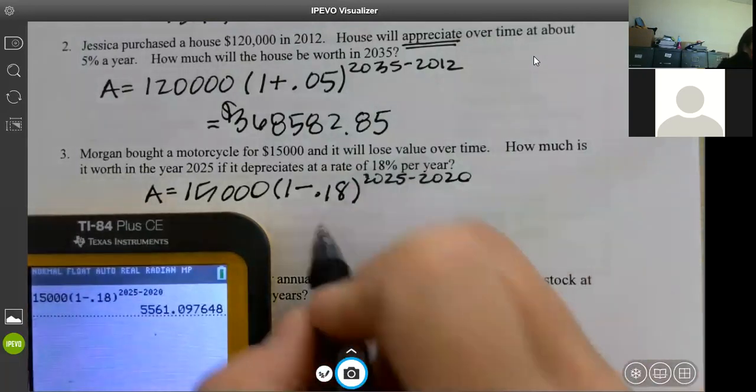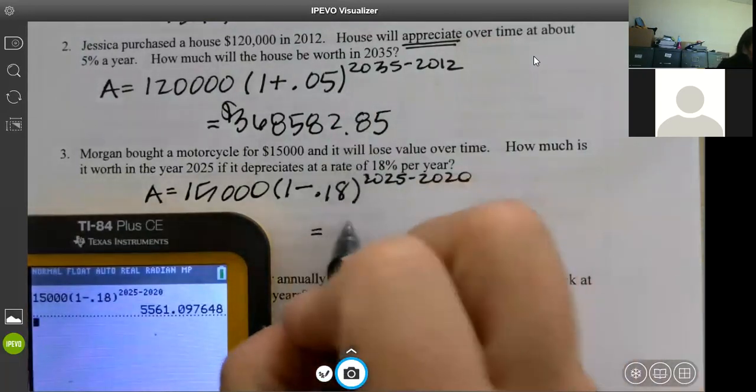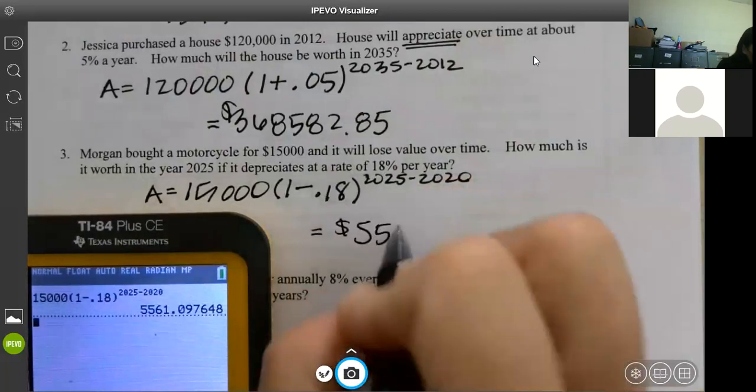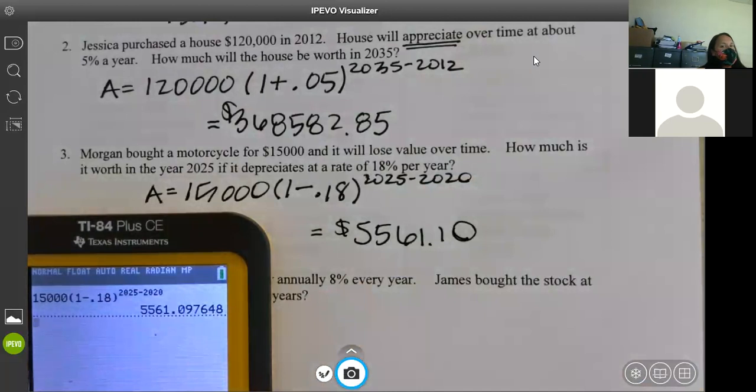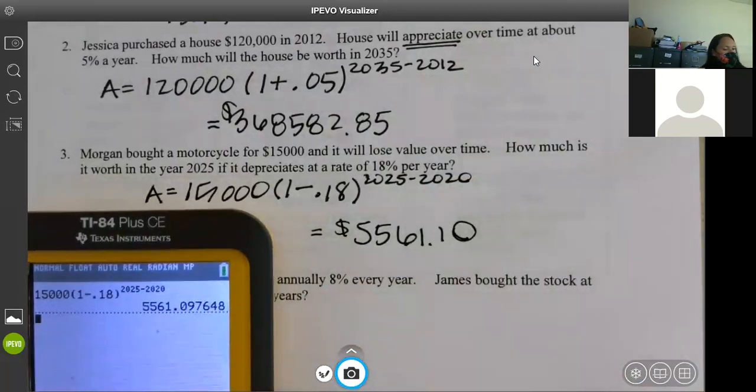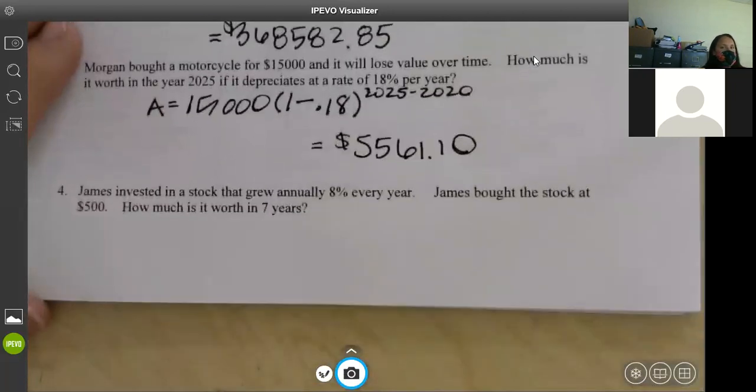What do we get? 5,561 and 10 cents. I rounded it to 10. If you give me 9, it's fine. Okay. Last one on this page.